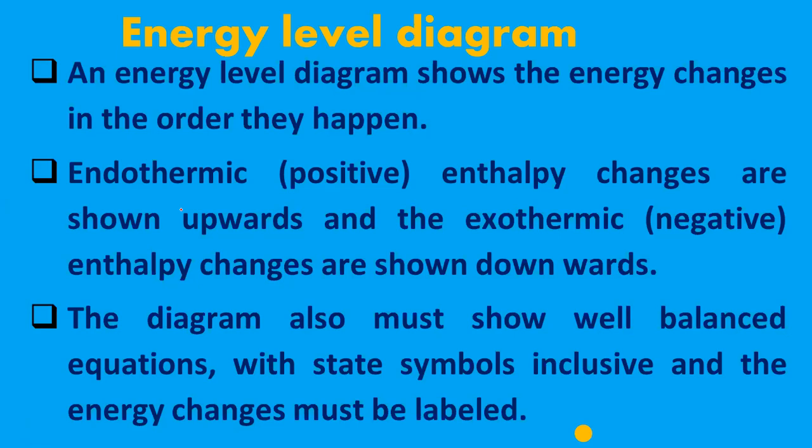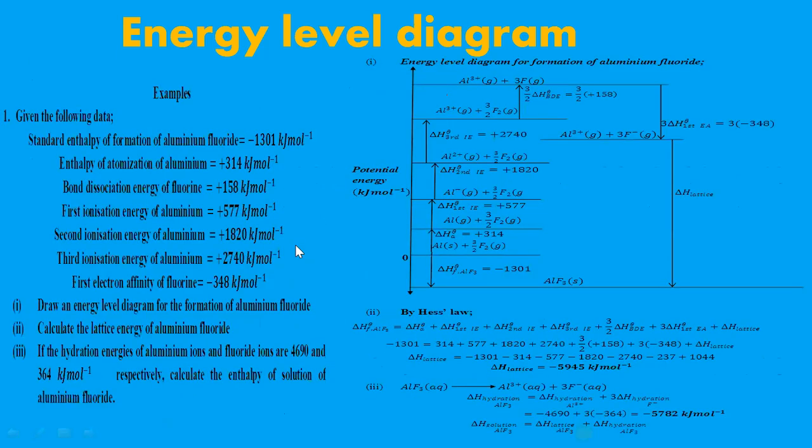Very good. So an energy level diagram shows energy changes in the order they happen. So endothermic, all positive enthalpy changes are shown moving upwards in the energy level diagram. Then those which are exothermic or negative are always shown moving downwards, as we shall see. The diagram still must show well-balanced equations with the state symbols inclusive in those diagrams.